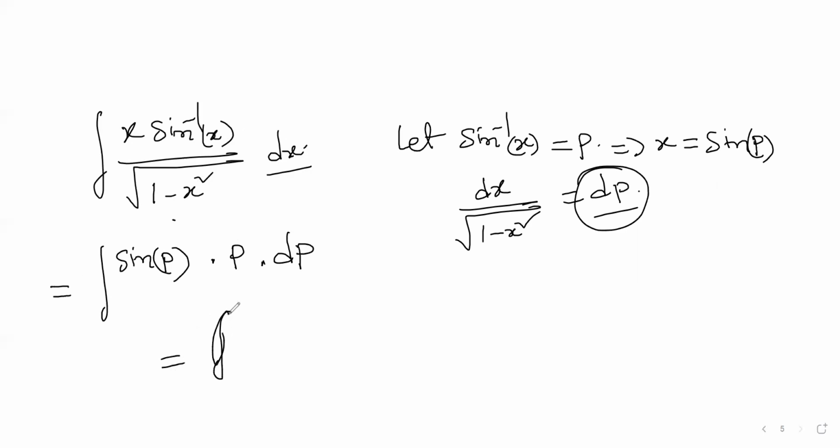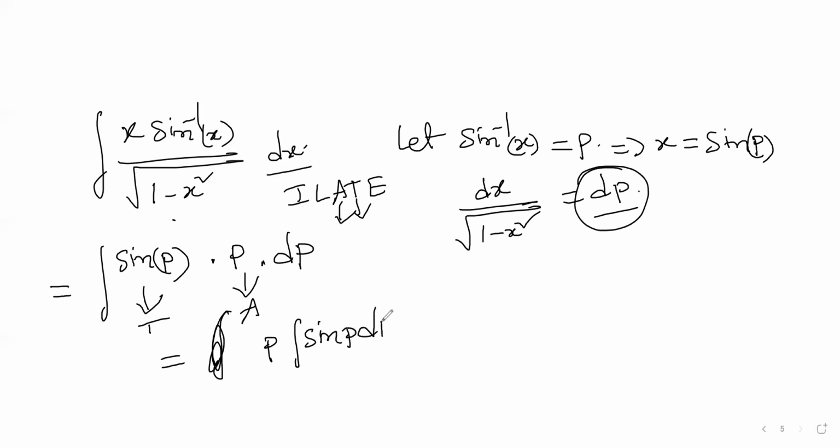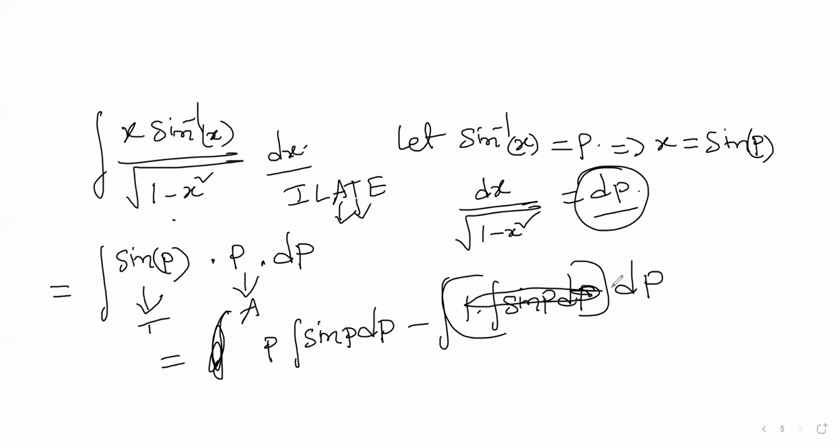So p sine p, how do you evaluate? This is my algebraic function, and this is my trigonometric function. Let's write IITJEE, which comes first: the algebraic function comes first, and the trigonometric is my second function. So p into integral sine p dp, minus integral of the derivative of p, which is 1, times the integral of sine p dp, and then this whole thing is again dp.